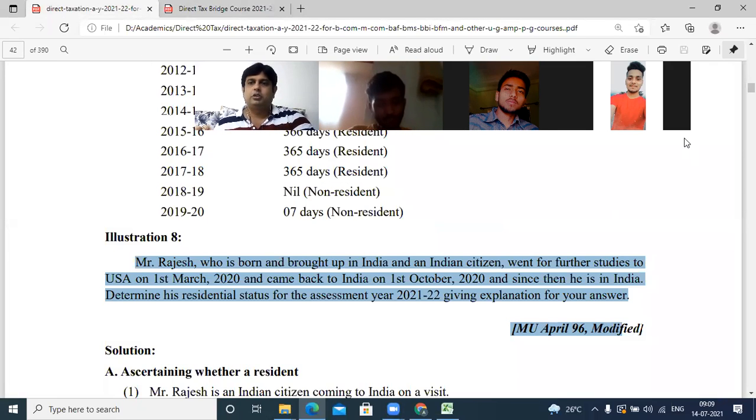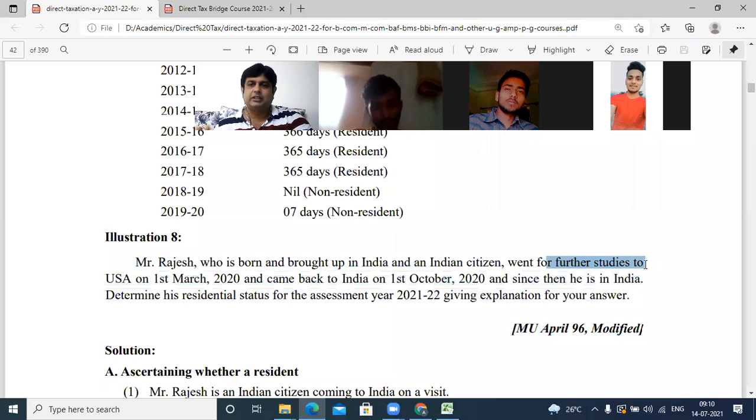So it is not going to be covered under section 6(1)(a). It will be again the old provision of section 6(1). Okay? Why? Because he is going for further studies, not for employment. Clear hai? Yes or no? Yes, sir.